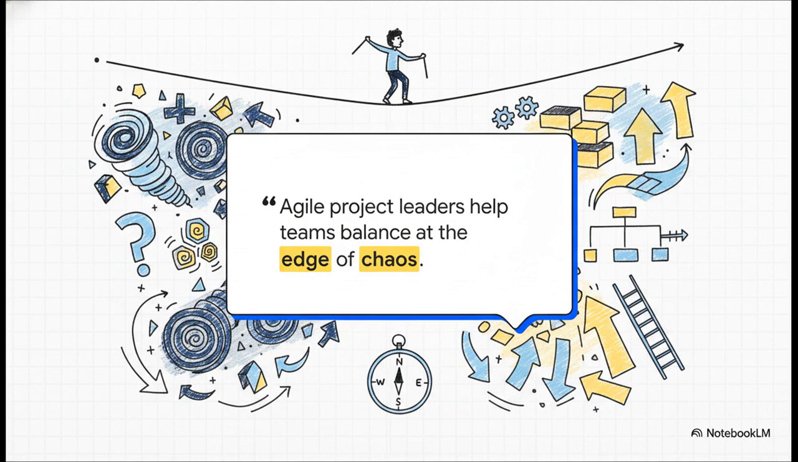I absolutely love this because it perfectly captures the spirit of Agile. You aren't eliminating chaos entirely, you are harnessing it. You want just enough structure to keep things moving, but not so much that you lose your ability to adapt to new information.